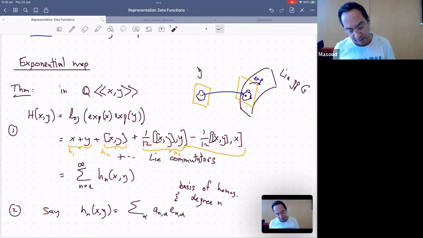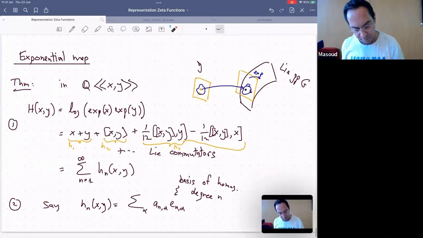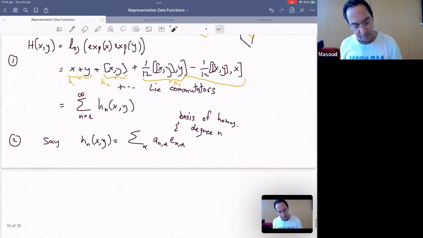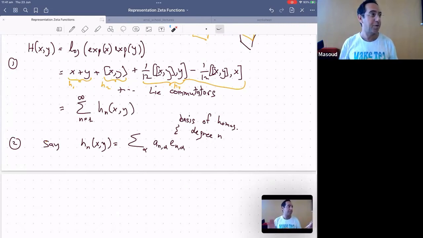So here for E3, alpha, I have E31 and E32, and the coefficients are 1/12 and minus 1/12. Is this okay? You all happy with what's going on here? Okay.